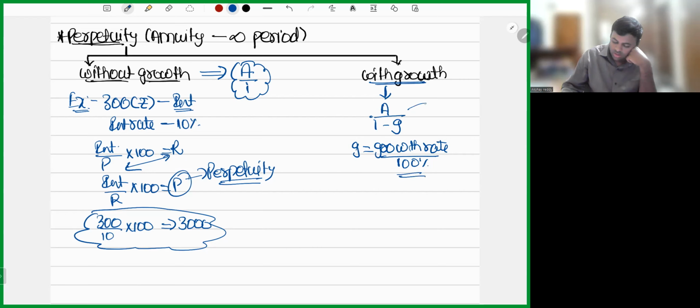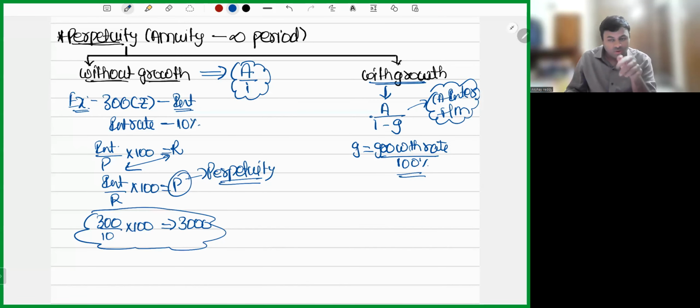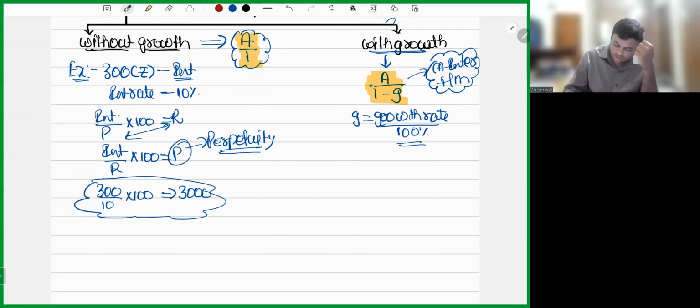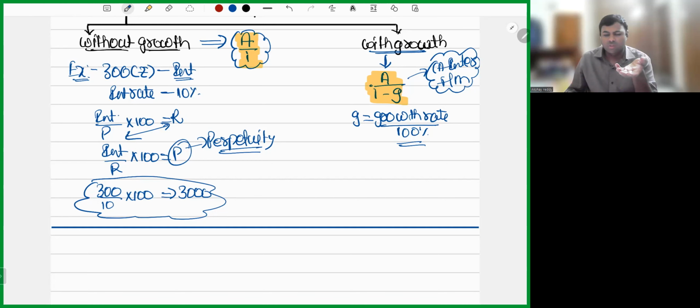Don't worry. You will learn it in your CA Inter Financial Management. There your lecturer will even derive this formula, and you will understand it in more detail. But for the time being, just remember perpetuity without growth is A by I. Perpetuity with growth is A by (I minus G). I hope the without growth concept is clear. It is just the interest rate formula, my dear friends. With growth, it is A divided by I minus G. Without growth, it is A divided by I.